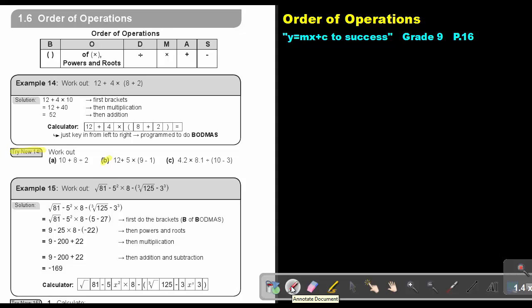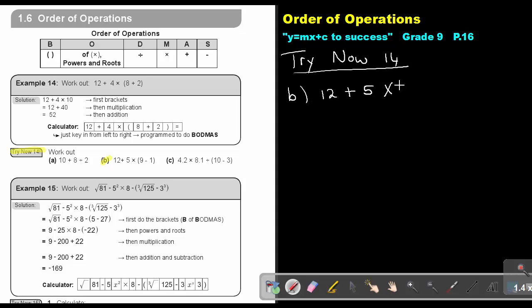Okay, let's start. So it's try now 14, number B. So this was 12 plus 5 multiply 9 minus 1. So if we look at this, we must first do the brackets. So rewrite everything until the brackets. So 9 minus 1, and that will be 8. Now we must first do the multiply. So it's 12 plus 5 times 4, that's 40. And now we're just going to say 12 plus 40, that's going to give me an answer of 52.